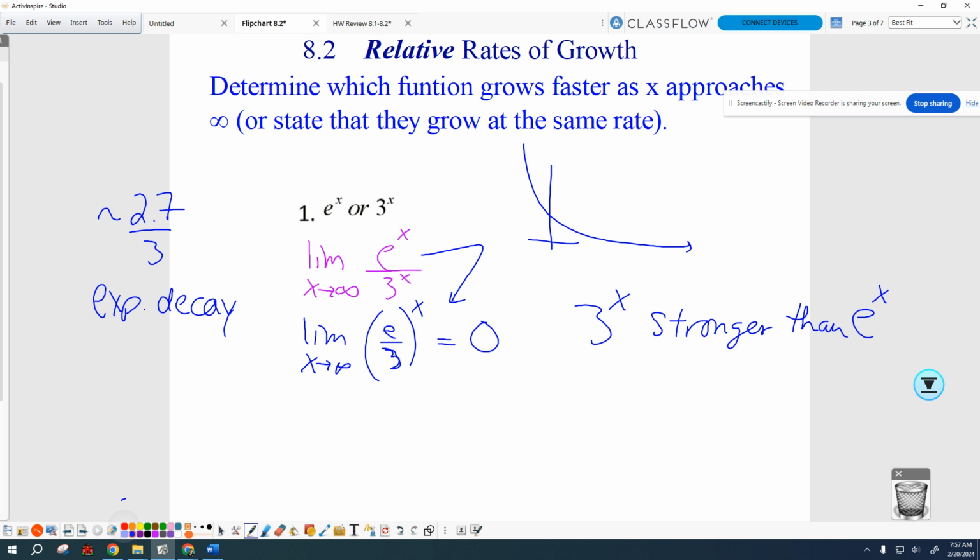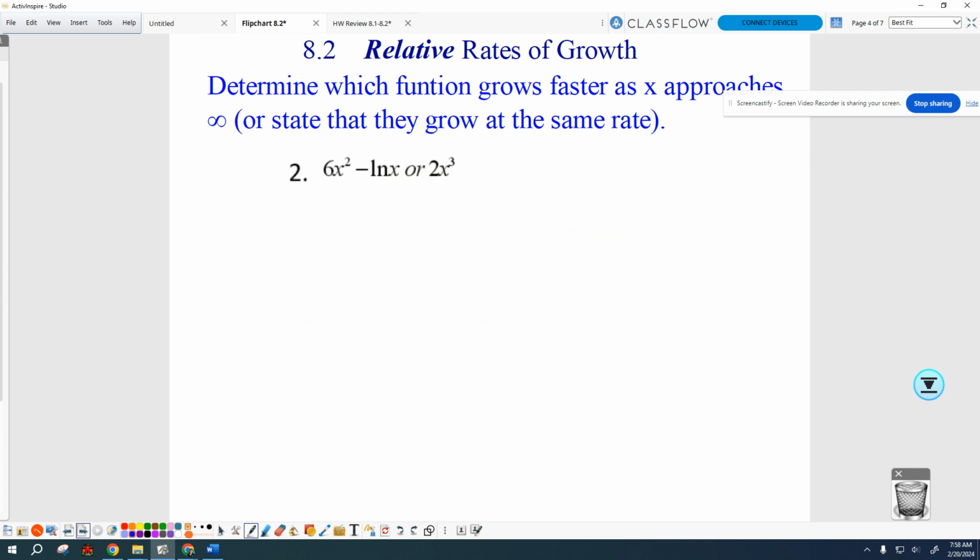So I said this technique, what we're doing here is to formalize that. But these were both two examples of exponentials. How do you know which one grows fastest? That's checking the base. Okay.